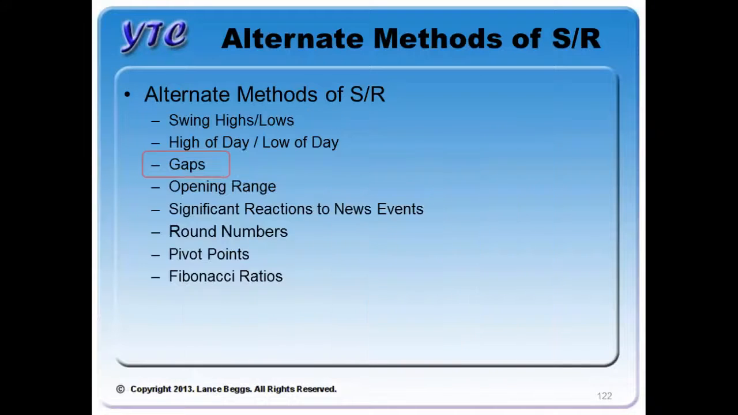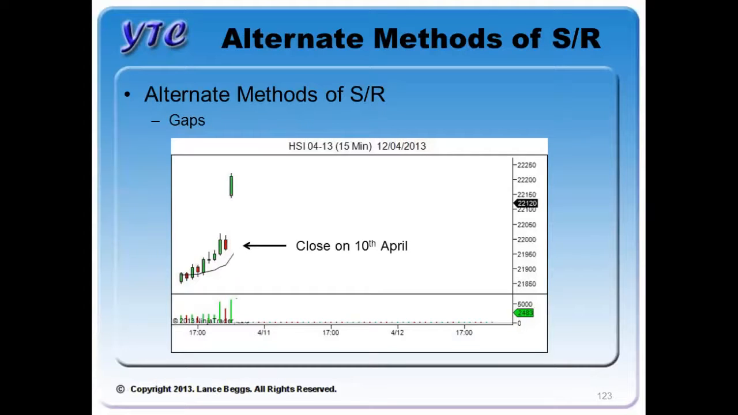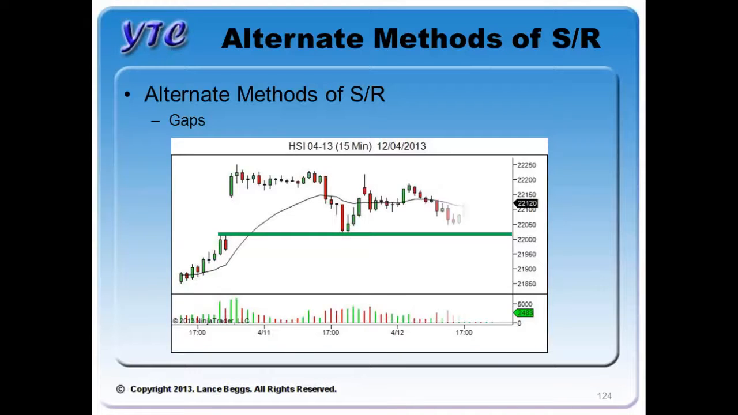The next form of price-derived SR is gaps, which occur on charts due to market closure either overnight or over weekends. In this example, we have the Hang Seng closing here on the 10th of April and opening higher on the 11th of April. This will allow us to use the gap below price as a new level of support. As the session progresses, price closes the gap and holds nicely above the level of support.